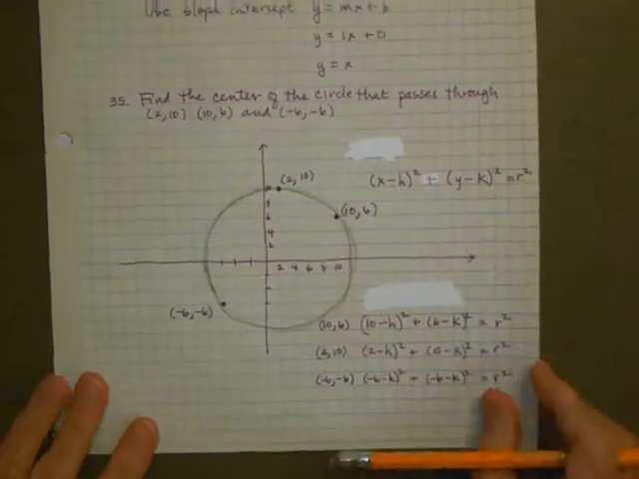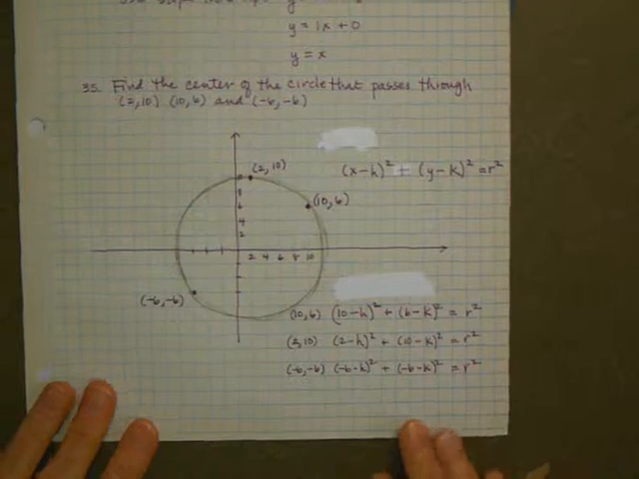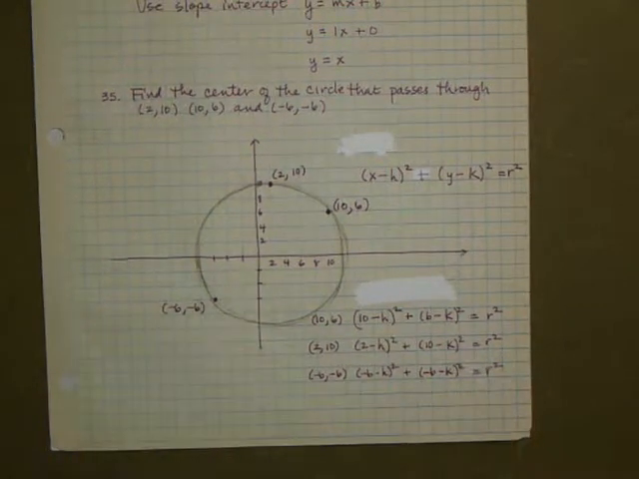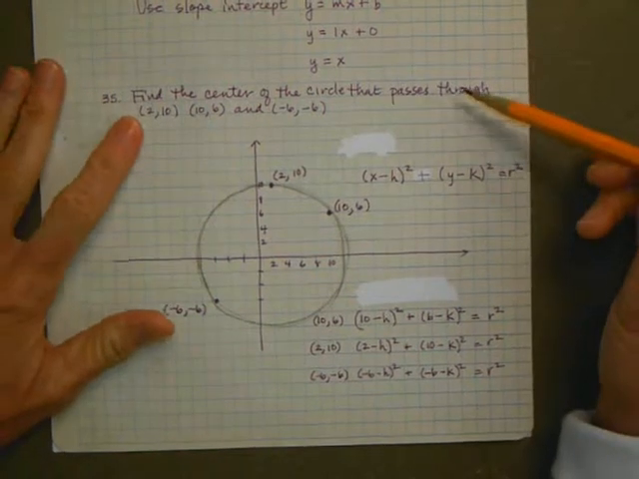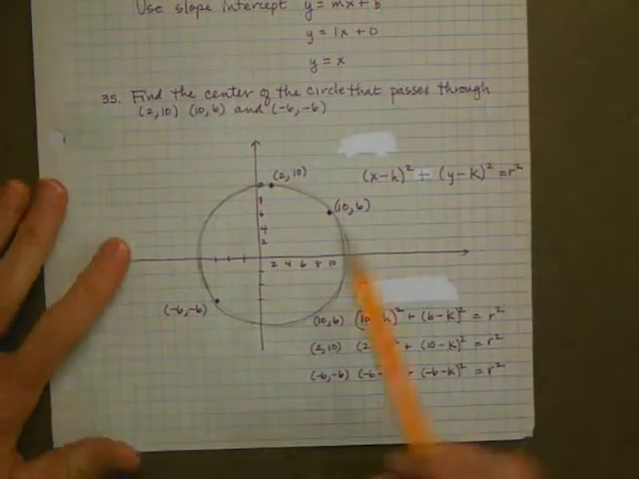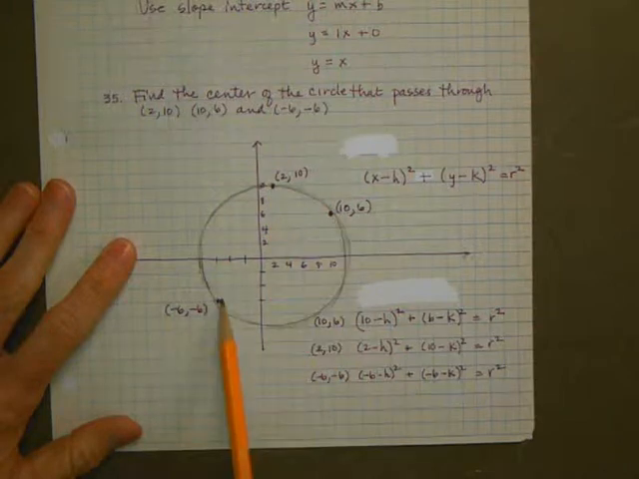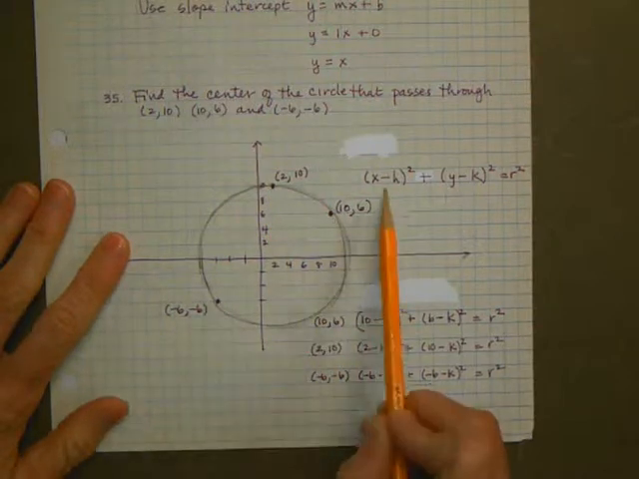35 is the horrible problem. I'm going to have to be really careful to keep this centered here in this viewer. All right, so here's the problem. Find the center of the circle that passes through the 3 points (2, 10), (10, 6), and (-6, -6). So here's the equation of a circle.